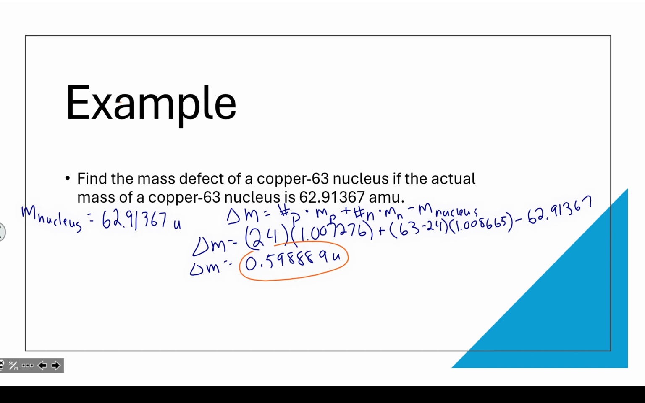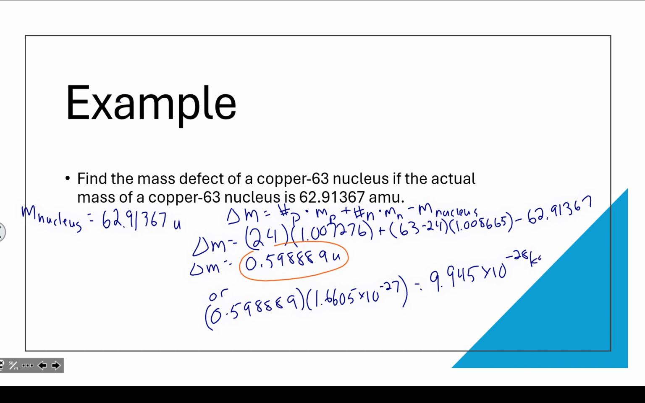Now, if I want that in kilograms, I'm going to multiply it by 1.6605 times 10 to the negative 27. That's the conversion factor we had earlier in the notes. And I should get 9.945 times 10 to the negative 28 kilograms. Now that's going to be useful if we have to find the binding energy.